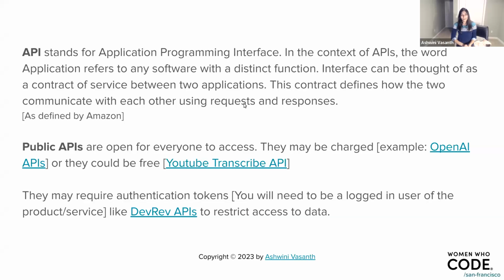All right. So API basically stands for Application Programming Interface. Now, in the context of APIs, what does application actually mean? Right? It's essentially a software or some distinct kind of function or service. And the interface piece in the application programming interface actually refers to a contract between two applications who are trying to communicate with each other.